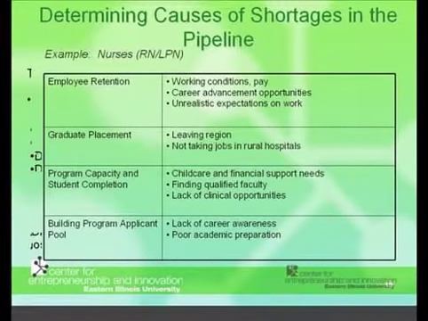Program capacity and student completion is another issue. Oftentimes people are doing okay in training, but because of their child care and financial support needs, they often have difficulty successfully completing the program. Oftentimes, lack of qualified faculty limits the number of slots a training program can make available. The same goes for lack of clinical opportunities, a key element in nursing training.